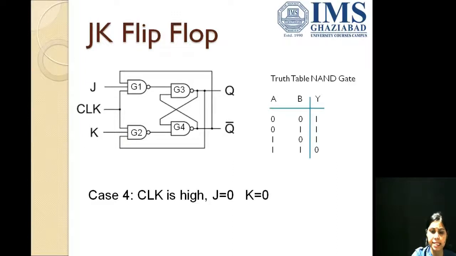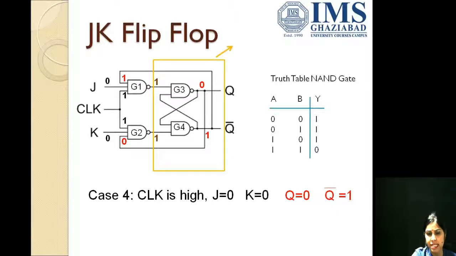Now let us see case 4. In this case, we have assumed that J is 0 and K is 0. Now since J is 0, K is 0, let us assume that the previous outputs Q is 0 and Q bar is 1. Thus the input for G2 would be 1 0 0 and G1 would be 1 0 1. In both the two NAND gates, G1 as well as G2, the output would be 1.